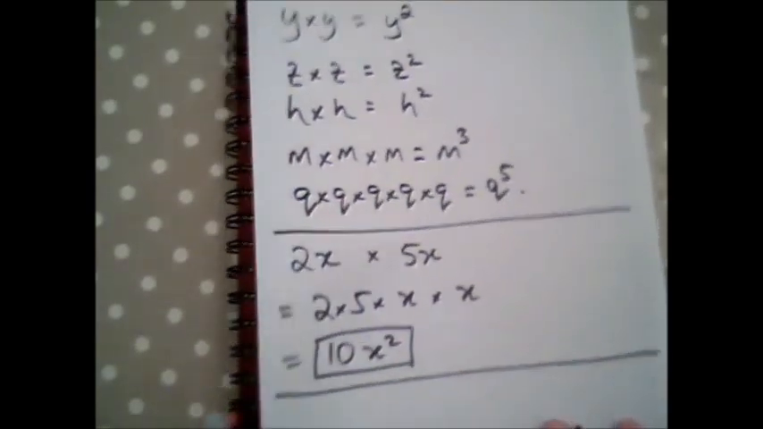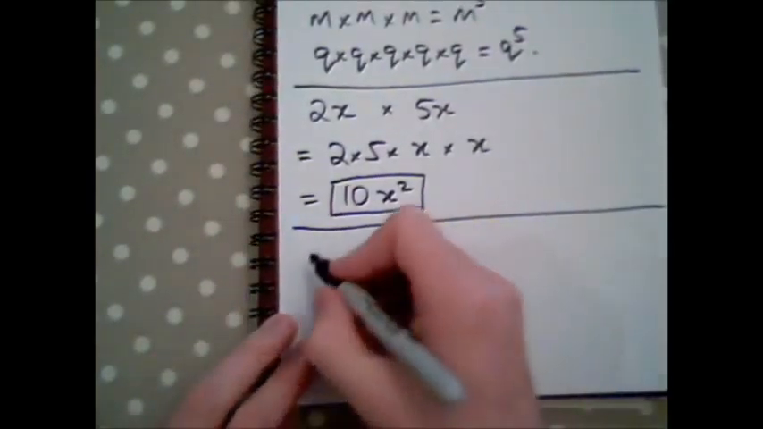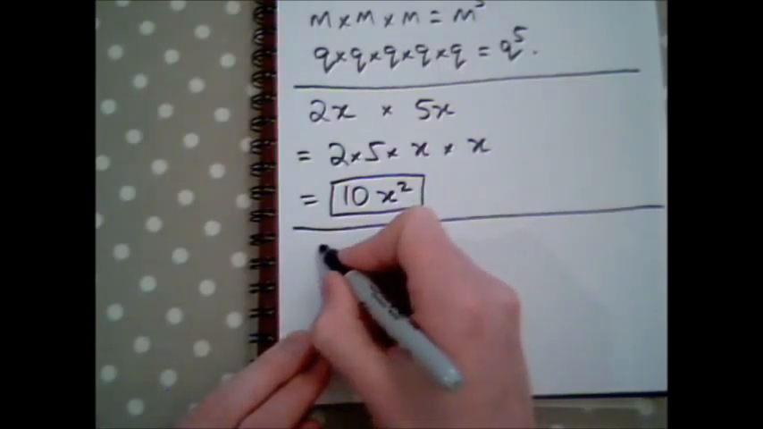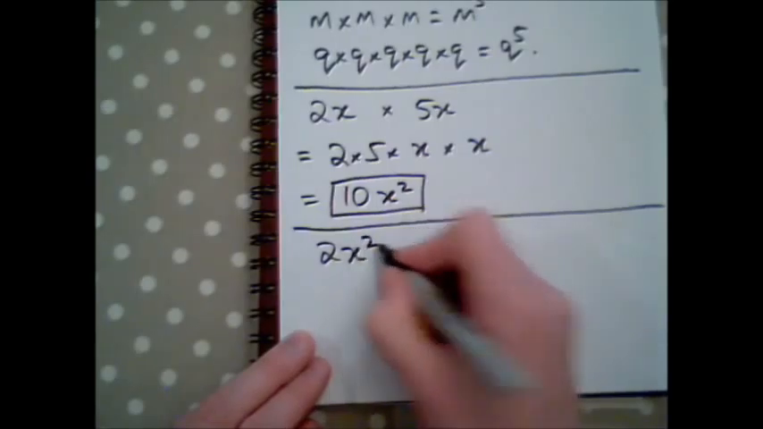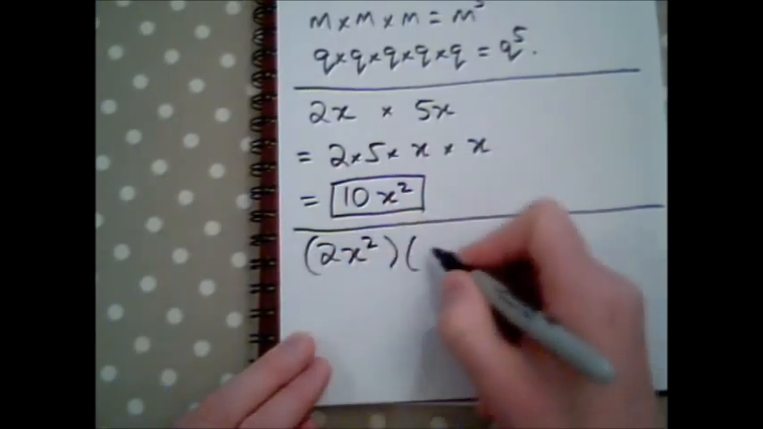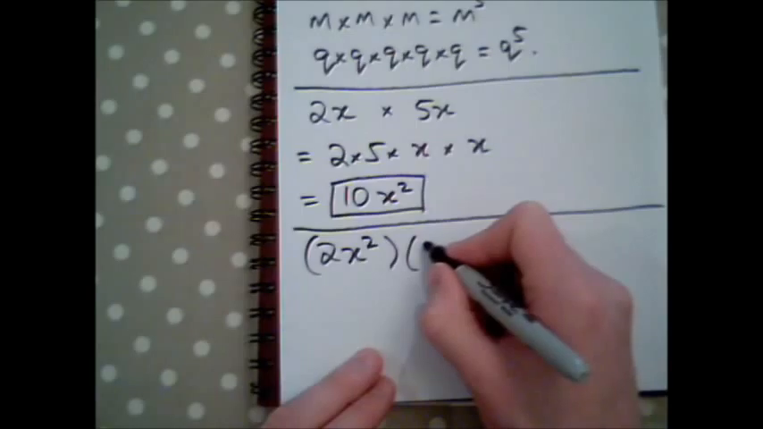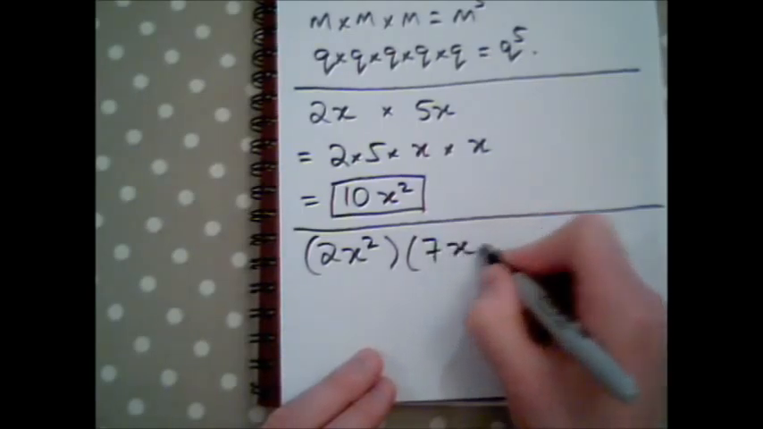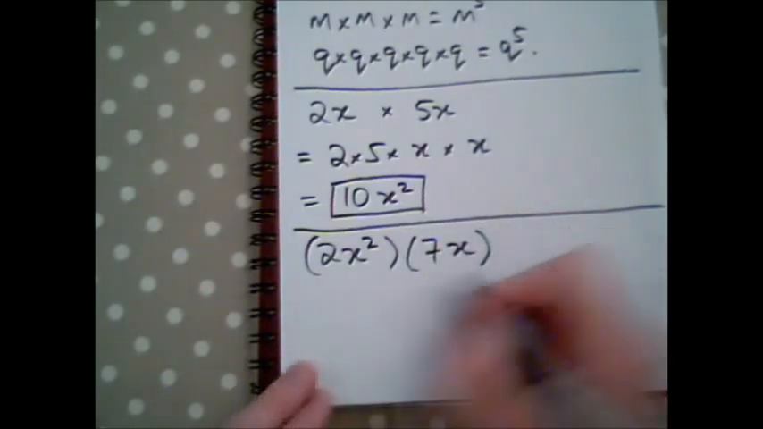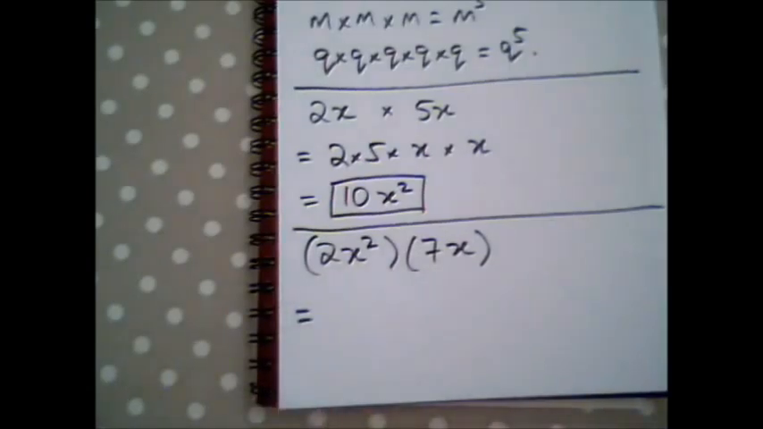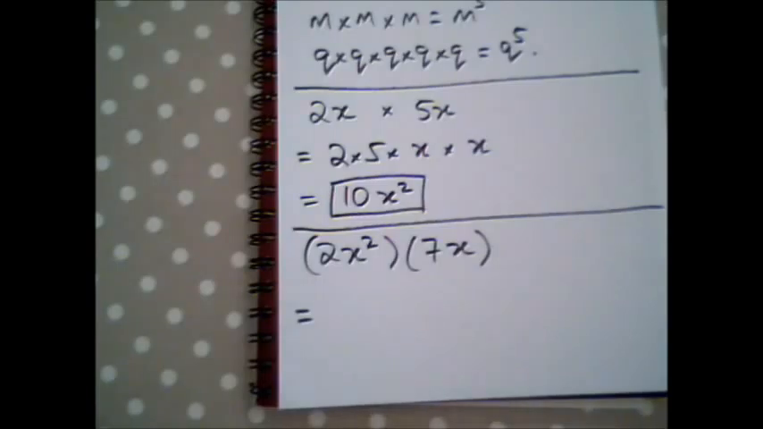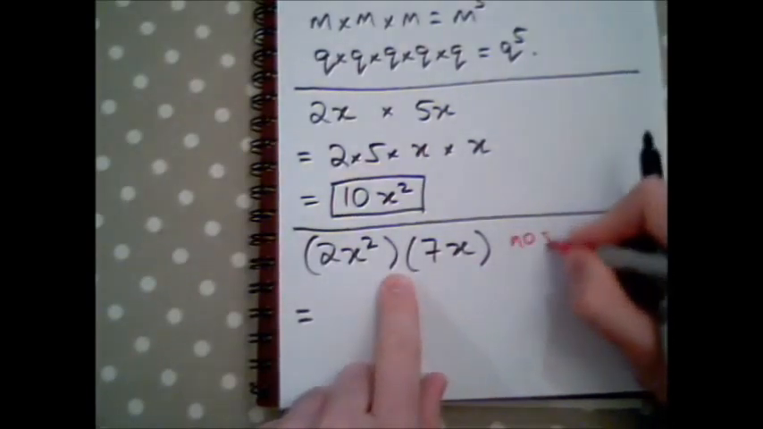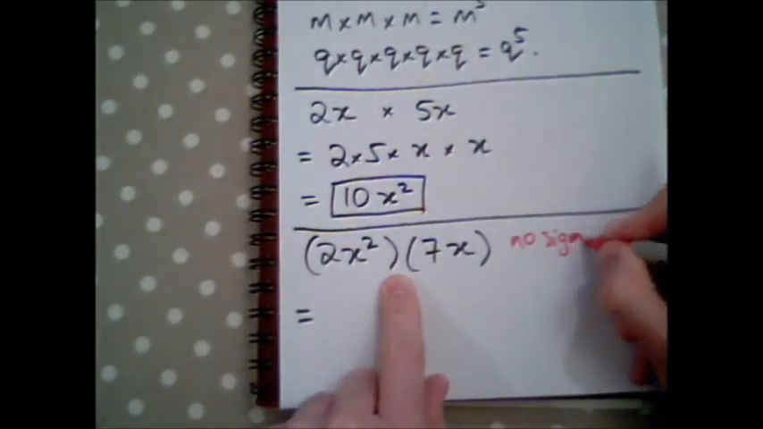Alright. So let's try something maybe a bit trickier. So let's say 2x squared times, let's say 7x. Okay. When you've got a bracket and no sign, then we mean multiply.